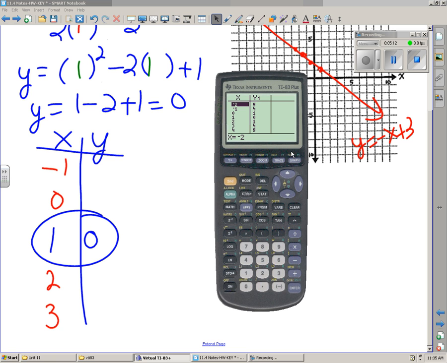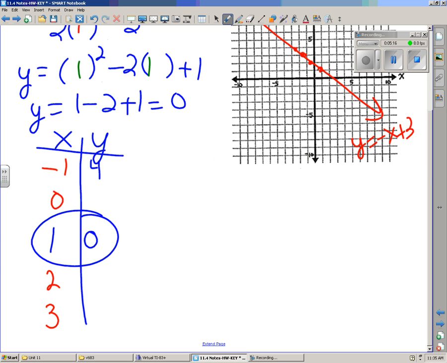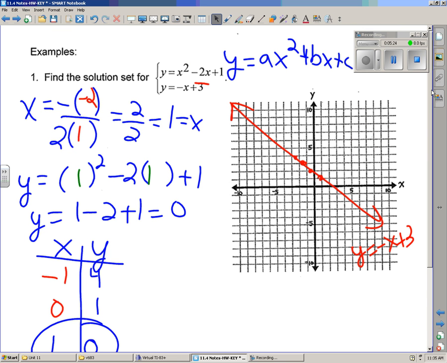And I'm going to fill this stuff in. So we know we're going to be at negative 1 was 4, and then 0 was 1. We already had the vertex, and then 2, 1, 3, 4. So when we graph this now on our grid, and I'll use the table of values, so negative 1, 4, 0, 1, 1, 0, 2, 1, 3, 4.